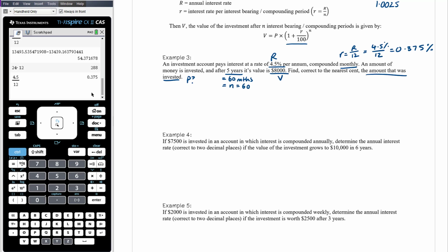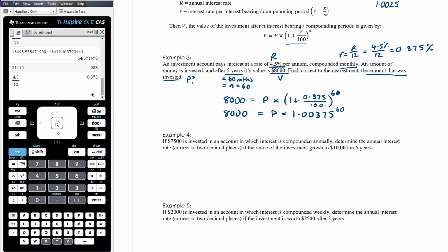So we can put our information into our formula. We know what V is. V is 8,000. So 8,000 equals P times 1 plus 0.375 over 100, to the power of n. Now again, that number inside the bracket, if you prefer to think about that yourself, it's an increase of 0.375%, so 100.375%. So we're going to be multiplying by 1.00375, to the power of n. We know what n is. n is 60, to the power of 60.